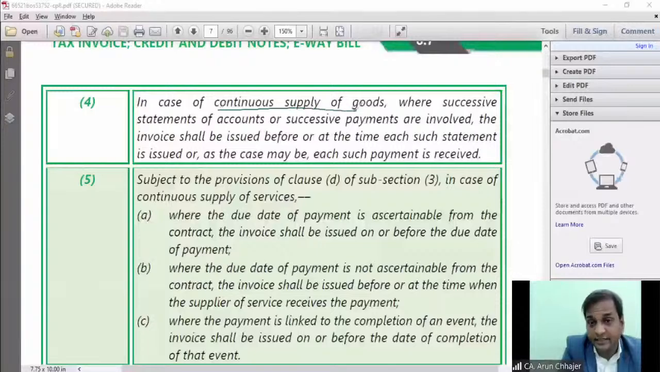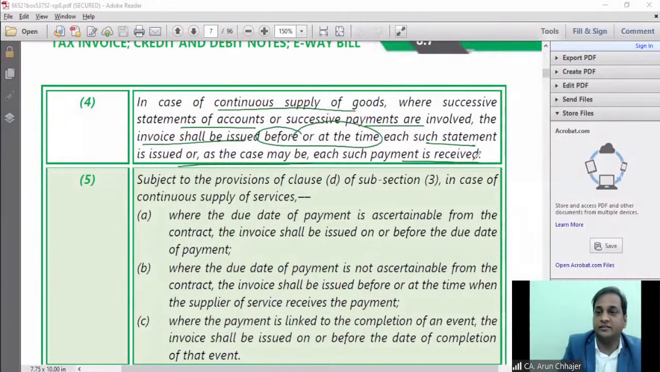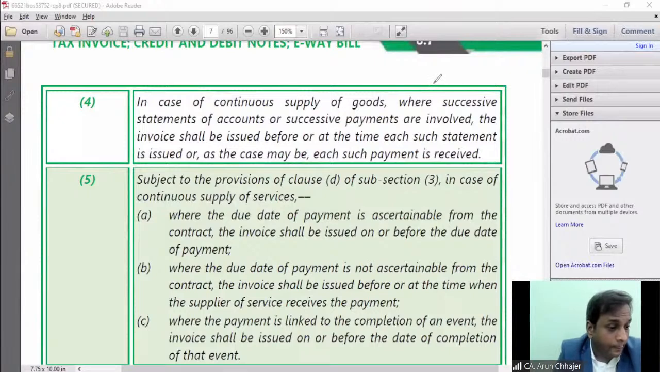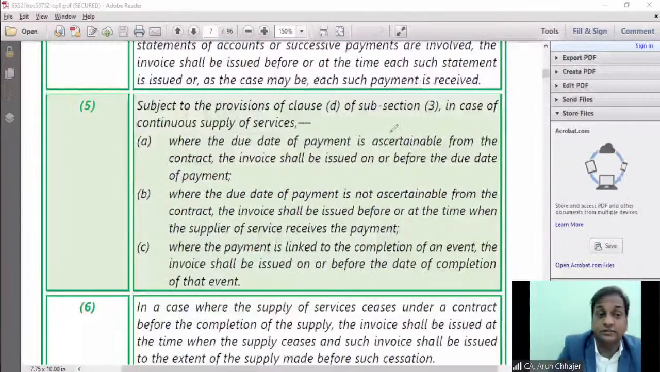In case of the continuous supply of the goods, where successive statement of the account or payment are involved, the invoice shall be issued before or at the time each statement is issued, or as the case may be, payment is being received. I can say whichever is earlier. Now, if it is a continuous supply of the service, then what is the time limit to issue the invoice? This part has been divided into 3 subclauses. Clause A, clause B, and clause C.